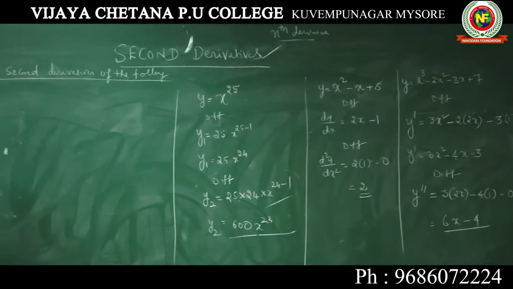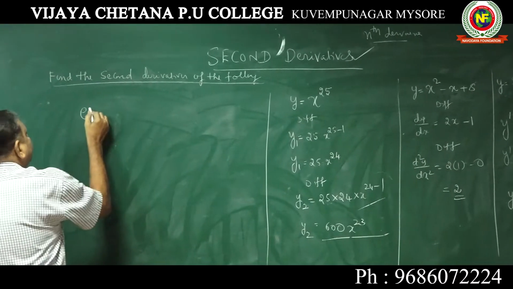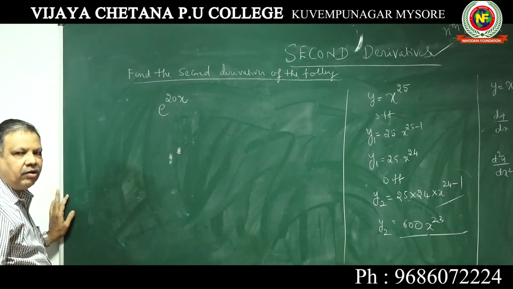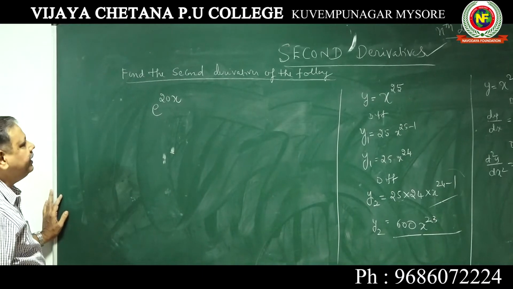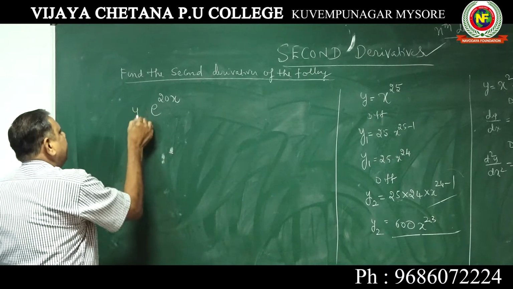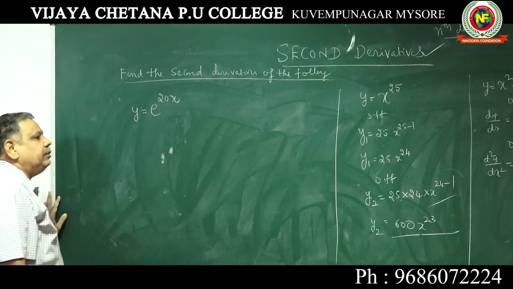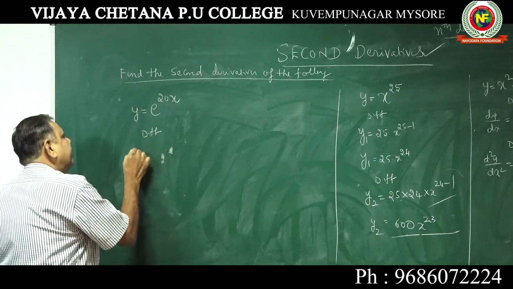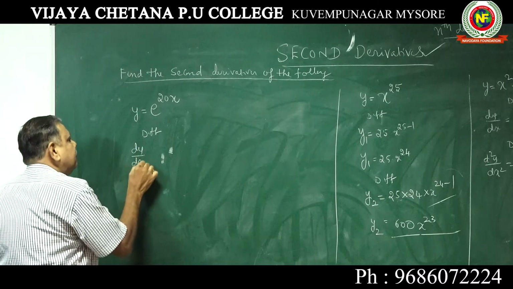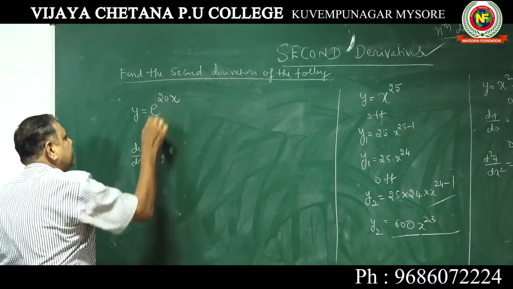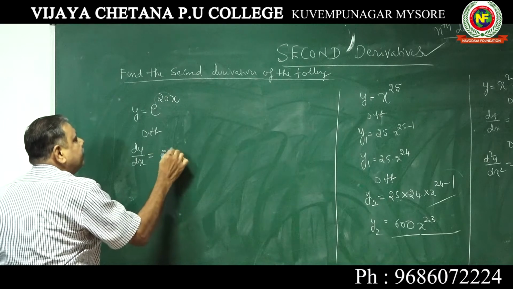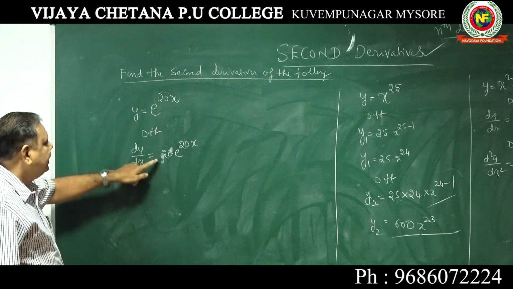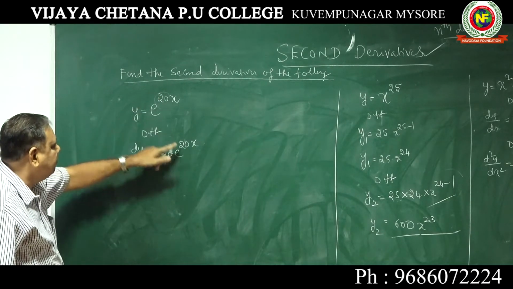Find the second derivative of e to the power of 20x. You take it as y. Y is equal to e to the power of 20x. Differentiate this one. You get dy by dx is equal to, you know how to differentiate this, this coefficient will come here. This is 20 e to the power of 20x, because e power x is e power x itself.